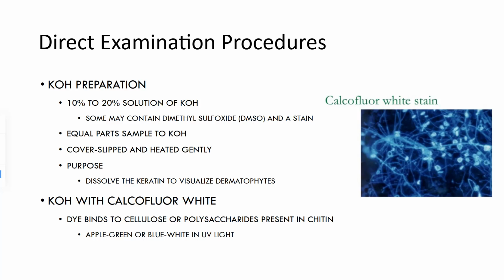Sometimes we add in calcofluor white. Calcofluor white is a dye that binds to cellulose or polysaccharides present in chitin. Apple green or blue-white in UV light. So here you can see the calcofluor white stain and the fungal elements present.